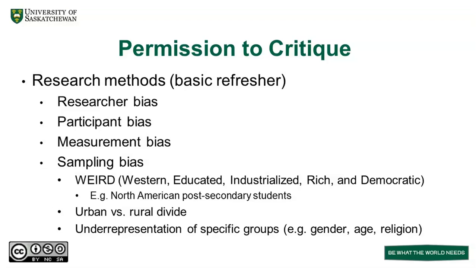But it might be that you have populations that are being sampled in urban areas more so than rural areas, or you might have specific groups being under or overrepresented based on gender, age, religion, etc. So depending on your field of study, the bias that you're going to have to be mindful of might be a little bit different. But again, being aware of these different forms of bias can be another means by which we are giving ourselves that permission to critique.